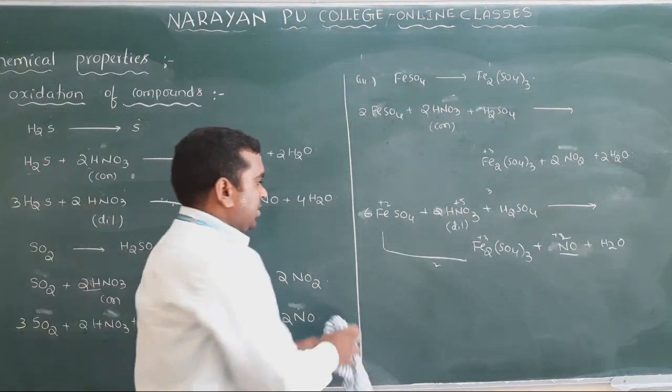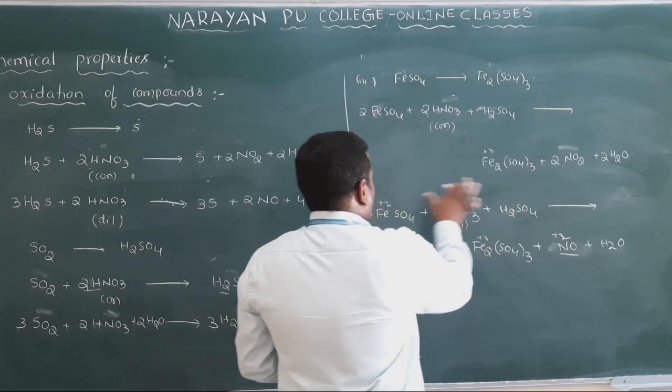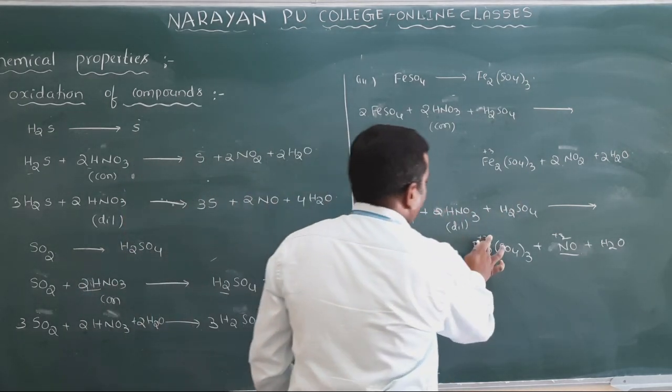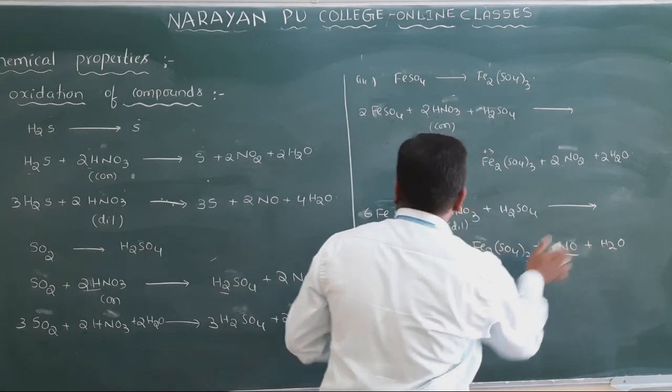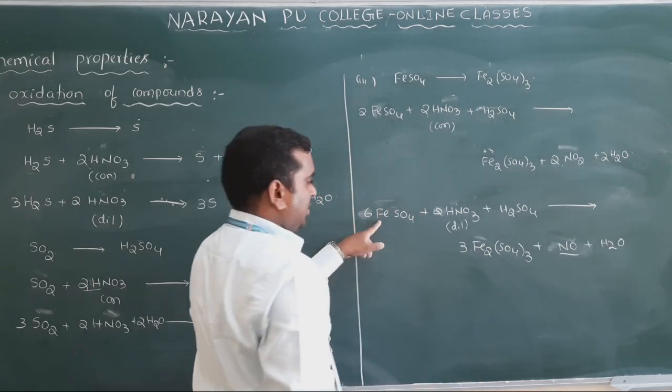Then you see what you will get. It means you should not learn this balancing by heart, it is easy. Clear? So now balancing the equation. How many sulfur and iron atoms are there? Totally 6 are there, so I have to multiply this one with 3.